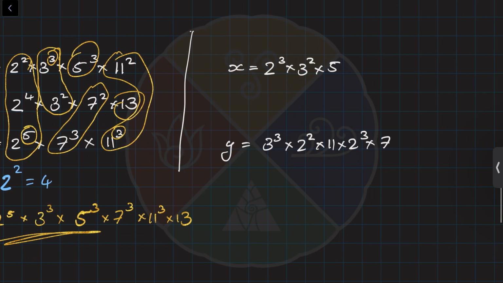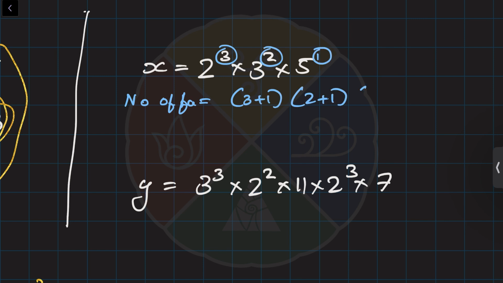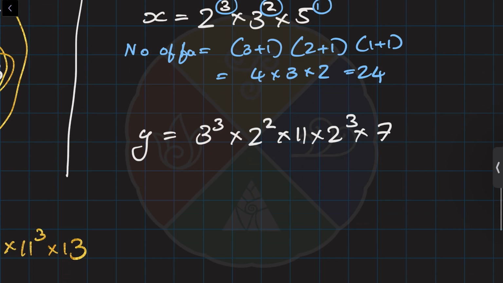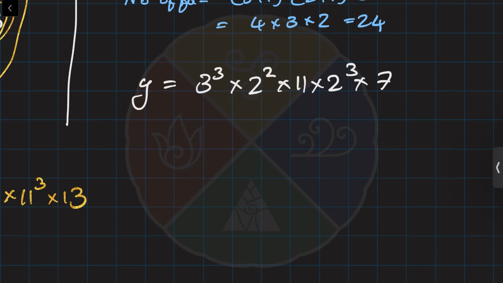Now let's find the number of factors. To look for the number of factors for this number, this is already in the standard form. So the number of factors will be 3 plus 1 into 2 plus 1 into 1 plus 1. That is 4 into 3 into 2. Again, 4 into 3 into 2. You are going to get 24. Now the next number. Okay, hope you guys saw that.